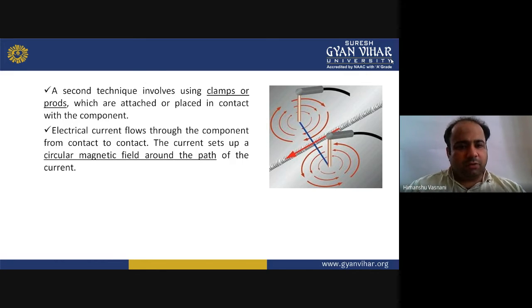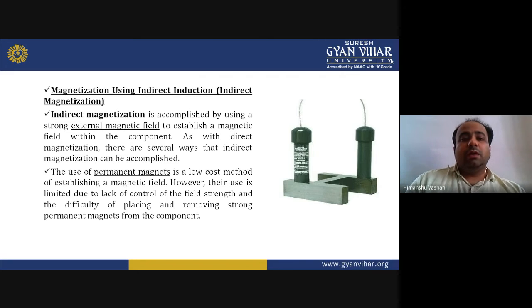Around the path of the current. Okay. Now magnetization using indirect induction, that is indirect magnetization. Okay, now we're talking about indirect magnetization.